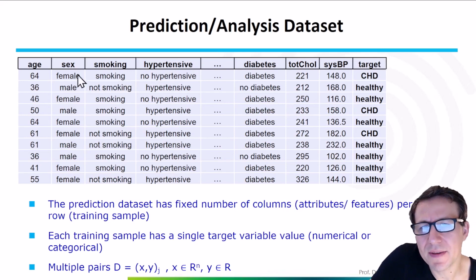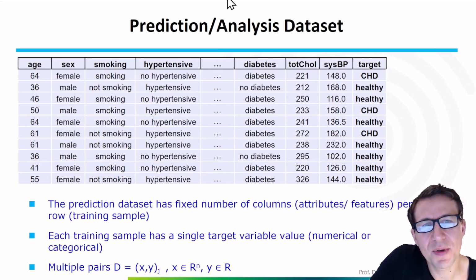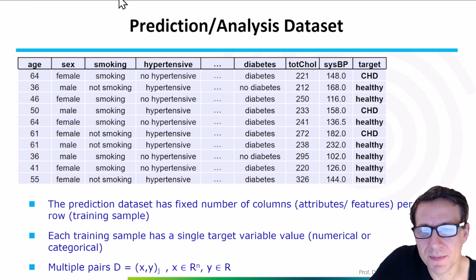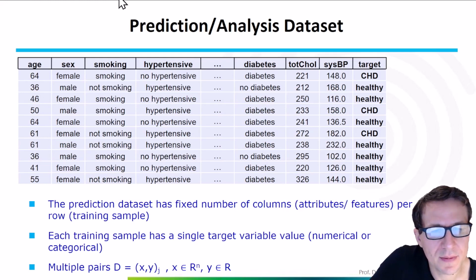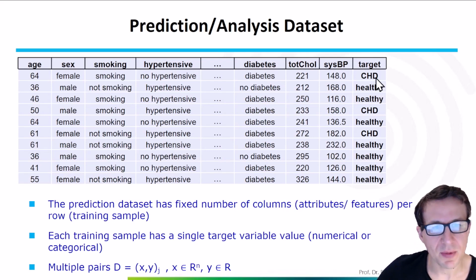It's important that here we have a fixed number of columns, our features. And usually the prediction models need all features to be present, so there shouldn't be any missing values. Most prediction methods are very sensitive in that regard. The target variable could either be a categorical variable, in which case we call the problem a classification problem, or it could be a numerical variable, in which case we call it a regression model.